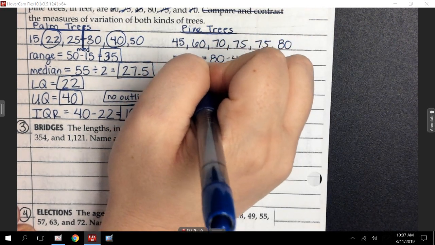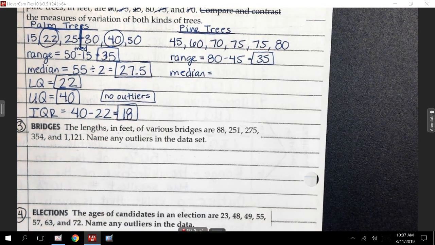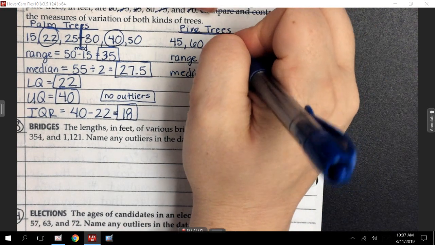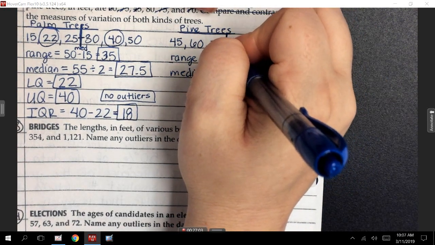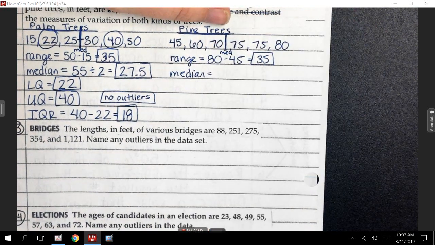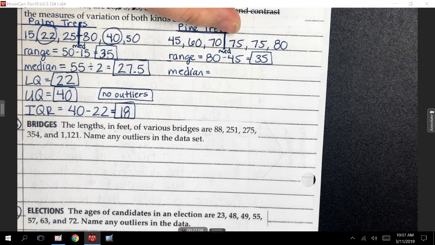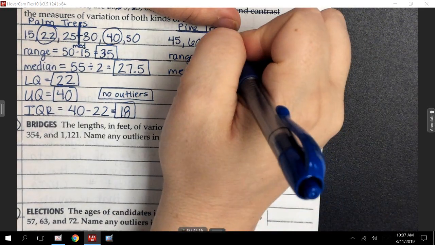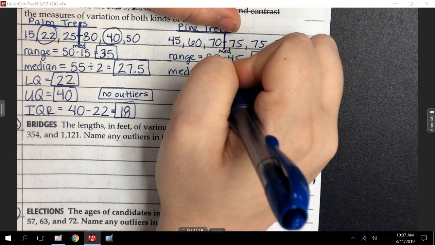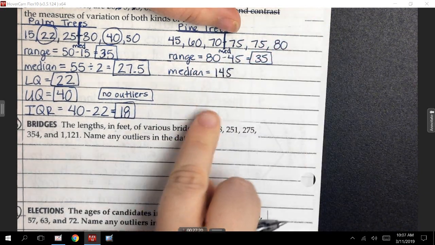The median. What happens when I try to find the median here? Maggie? I got 2 numbers in the middle again. Remember, I draw my line. That line is the median. So what am I going to do with those 2 numbers? Since it's a line, what am I going to do? Gabe? Add them up. That gives me 145.